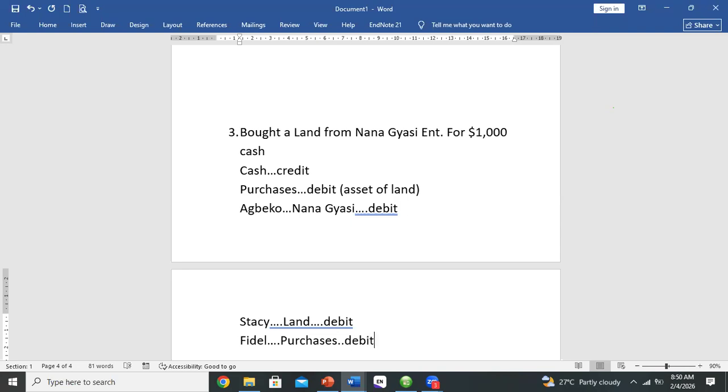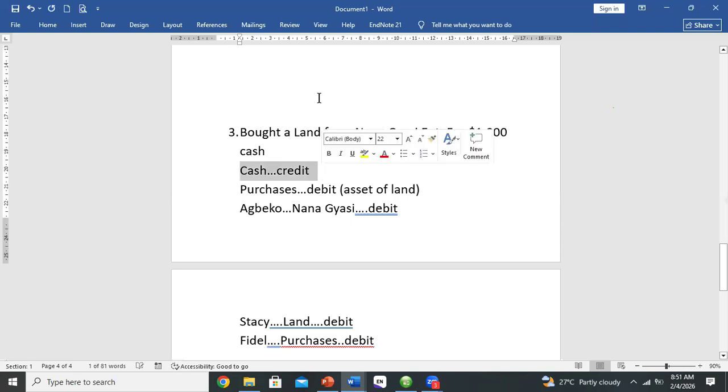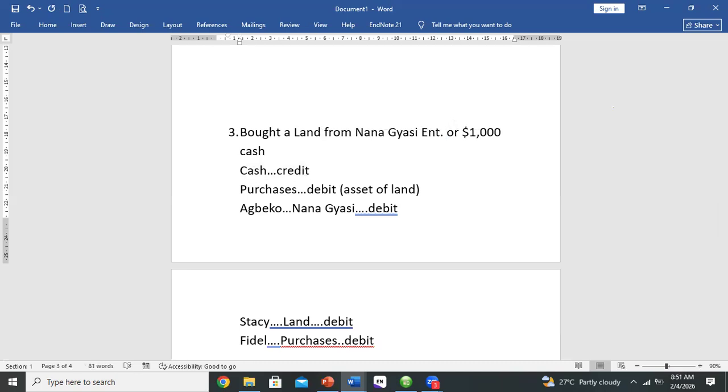Okay, so let me comment. You all had the first one correct, cash, because we bought a land for cash. Now in accounting, when you hear for cash, it simply means look at the context of the transaction. You are buying a land, so you are paying cash. So of course, you credit the cash because cash is decreasing. When an asset, cash, is decreasing, it is with credit. But the other side, bought a land.